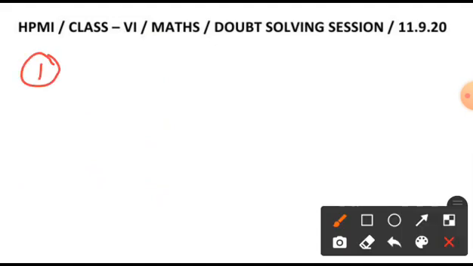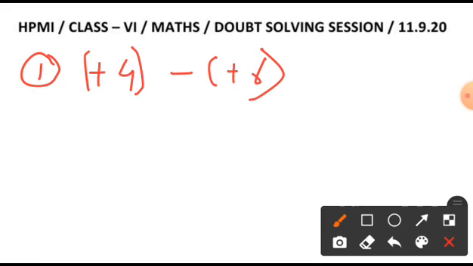First sum, let me show you. Plus 4 minus of plus 6. Here we will have to add using the concept of opposite numbers. So it has been found that many of you are changing the first number. Children, don't change the first number. Keep it as it is. You write this plus 4 as plus 4 only.